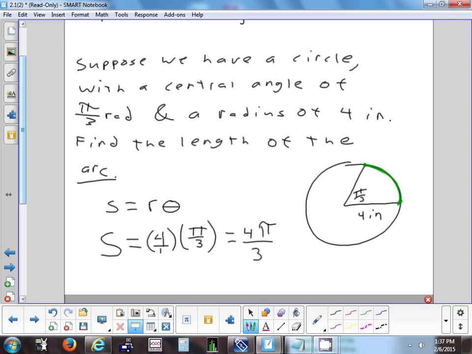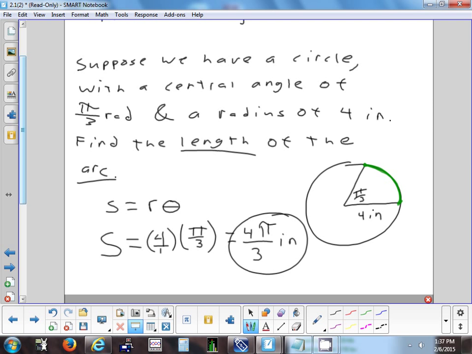Now, we just found the length of an arc. How were my lengths measured in this problem? What were the units they used? Inches. If you're finding an angle, the unit is always radians. But if you're finding a length, which we just did, the length of the arc could be inches, feet, or centimeters. Go back and look at the problem and see what they used. Any question on that?